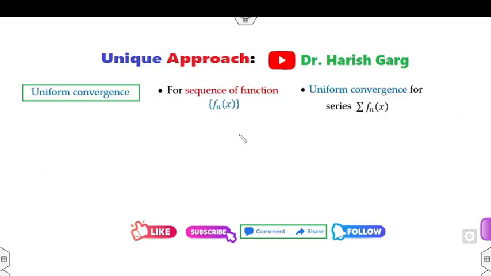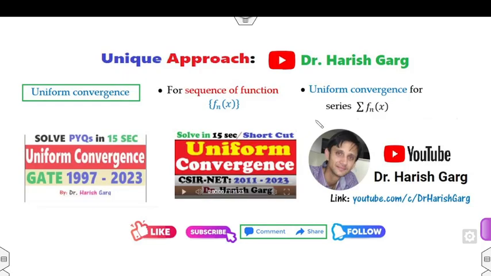On the other hand, if you are thinking about uniform convergence, like how you can check the uniform convergence of a sequence or of a series, I will not cover this topic in today's lecture because today's lecture is on uniform continuity. If you want to learn how to check uniform convergence of sequences and series, you must watch my other two lectures.